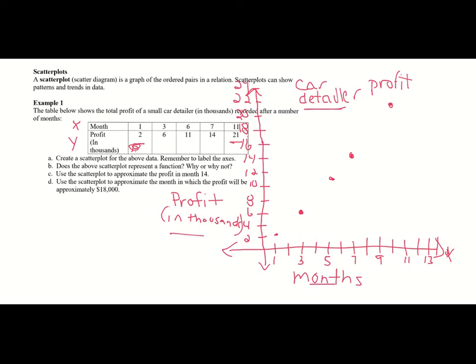If I look, it would pass the vertical line test. Each x value has only one y value. So yes, it does. They want us to approximate the car detailer profit in month 14. So if we look, it's going up linearly. If we keep going, month 14 was right there.